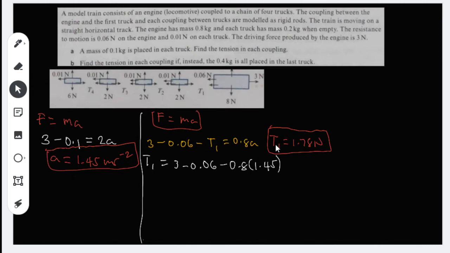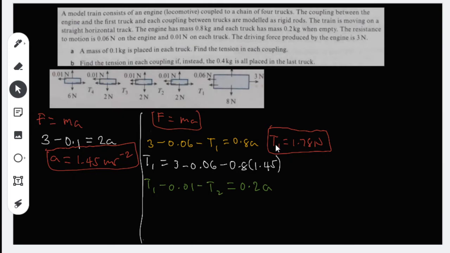For the tension number 2, tension 2, this one, we're going to solve it on the first truck. So that would be T sub 1 minus 0.01 minus T sub 2 is equal to, so the mass is only 0.2, times the acceleration. So this time we already have T sub 1, the value is given, and the A is also given. So to solve this, we will just substitute the values of the acceleration and also T sub 1, the tension 1.